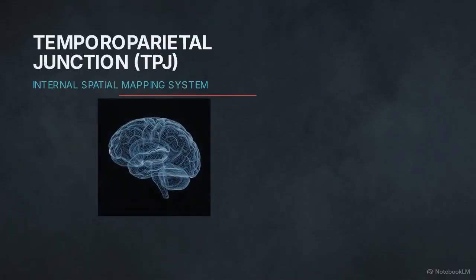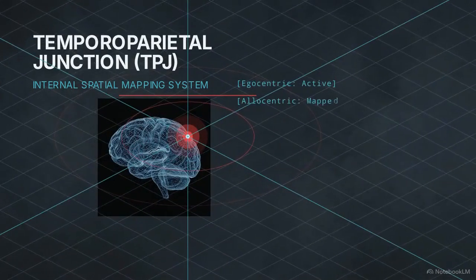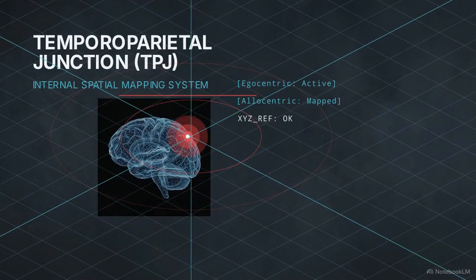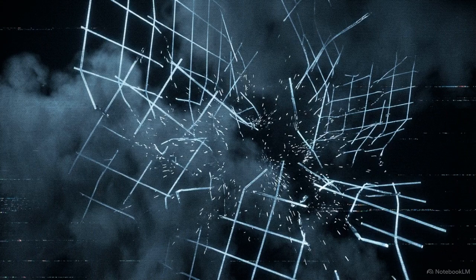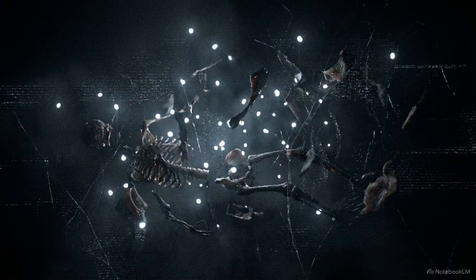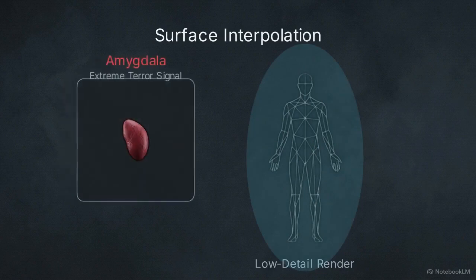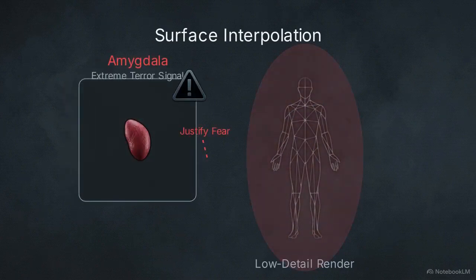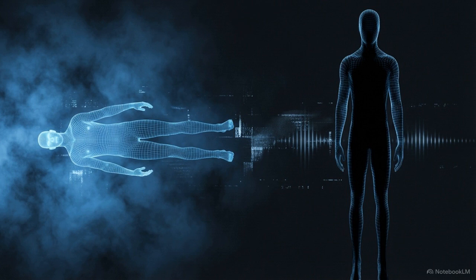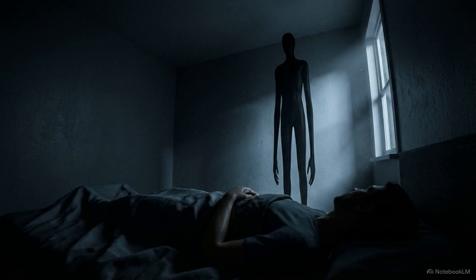This brings us to the temporoparietal junction, or TPJ, a region of the brain responsible for mapping your body's position in physical space. During the paralysis glitch, the TPJ misfires. Your spatial awareness and your basic sense of self are instantly scrambled. To make sense of the chaos, the right hemisphere employs a shortcut called surface interpolation. It quickly renders a low-detail humanoid shape out of the dark room to explain the amygdala's alarm. The shadowy intruder standing by your bed is actually a corrupted, out-of-body projection of your own paralyzed body map. The shadow man is the brain's attempt to put a face on its own unexplainable dread.